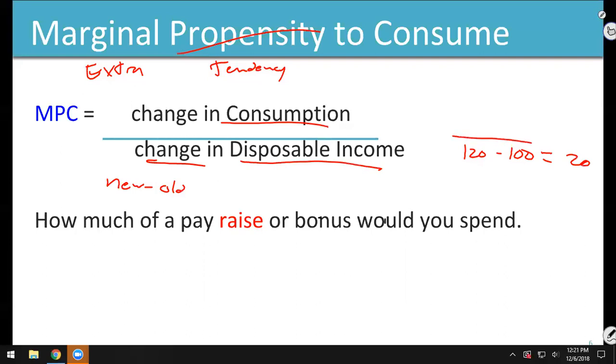So what ended up happening? He used to spend $98. Now he is spending $115. So his spending went up $17. He gets an extra 20 and he's spending 17 of it. So 17 out of 20 is 0.85, if I'm doing the numbers off the top of my head correctly.